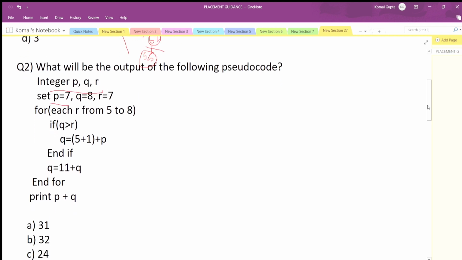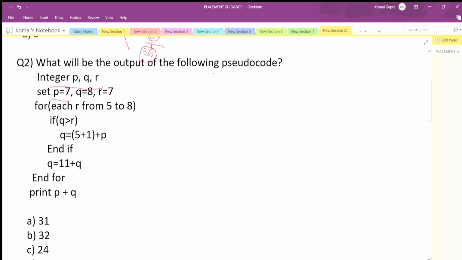Now we will see the second question. What will be the output of the following pseudocode? Here they have declared 3 variables and initialized them: P with 7, Q with 8 and R with 7. Now they have given one for loop, for each R from 5 to 8. That means it is a simple for loop.